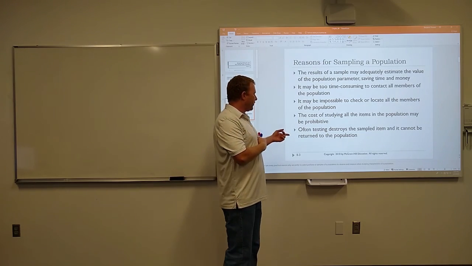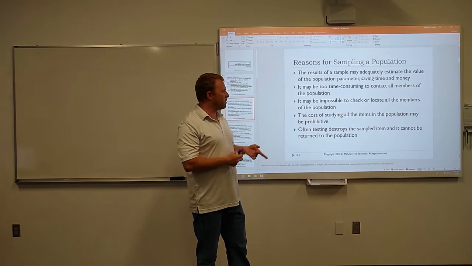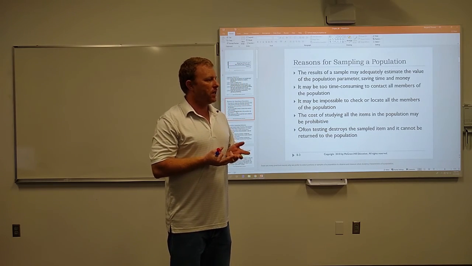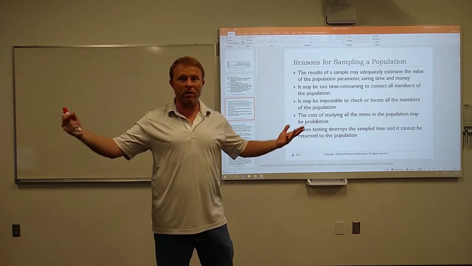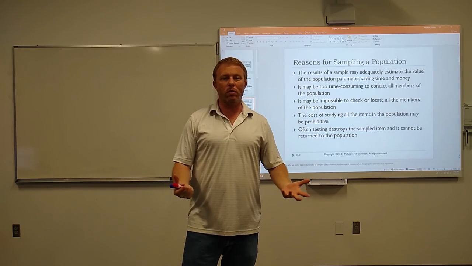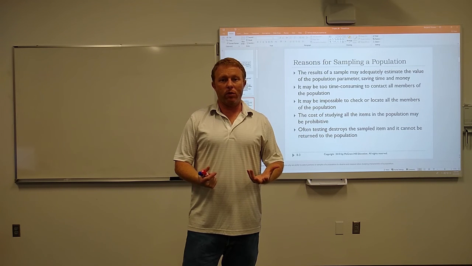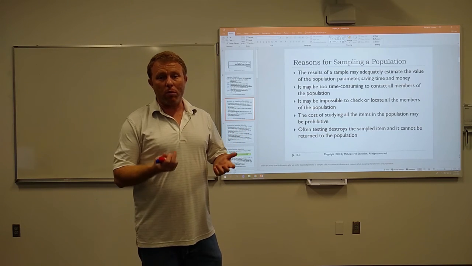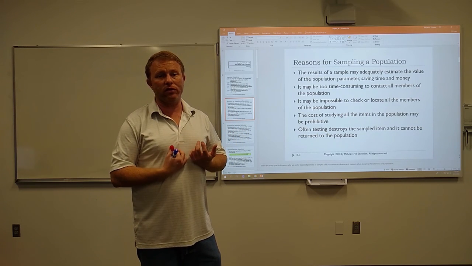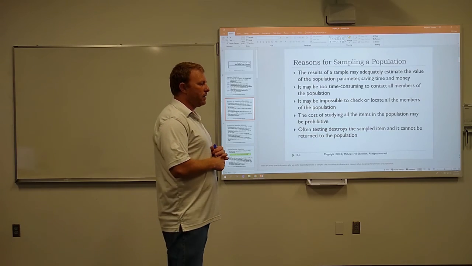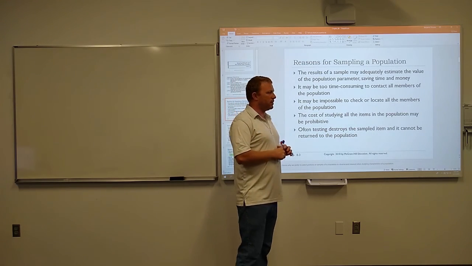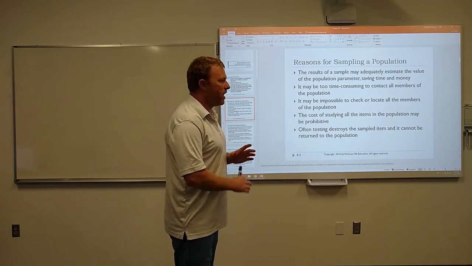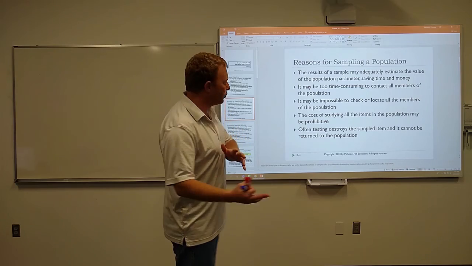What about this one? Often testing destroys the sampled item and it cannot be returned to the population. I know I've talked to at least one of my classes about when I was a program manager for the Department of Defense, and sometimes we would have to destroy the items that we were testing. So you can't really destroy your whole population, can you? The destructive nature of the test limits how many of the items you can test, doesn't it? You can't just destroy them all, then you wouldn't have any population left at all. You're taking each one that you test out of the population, aren't you?